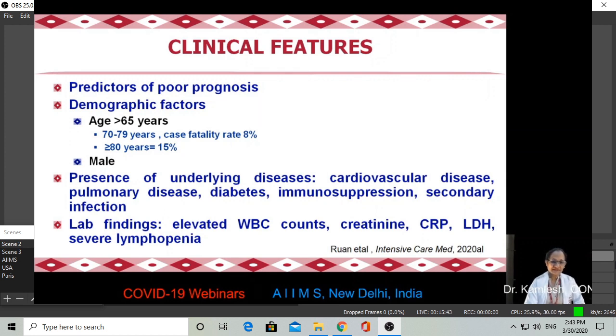Lab findings such as elevated white blood cell count, elevated creatinine, C-reactive protein, LDH, and severe lymphopenia are also indicators of poor prognosis.